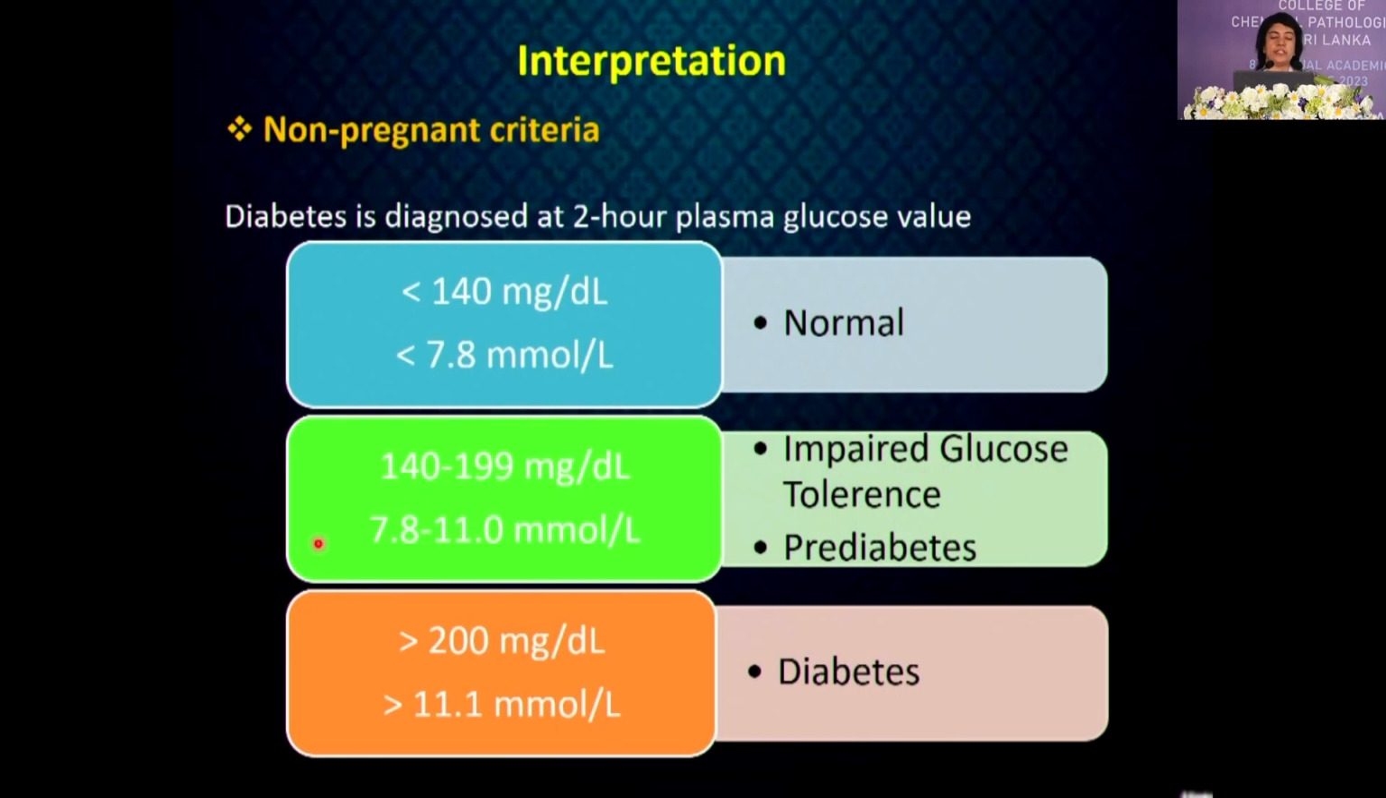Now the interpretation of OGTT. OGTT results depend on the age of the patient, body weight, physical activity, and certain drugs also affect it. When we consider a non-pregnant patient for the screening of type 2 diabetes, usually a 2 hour plasma glucose value of more than 200 indicates diabetes.